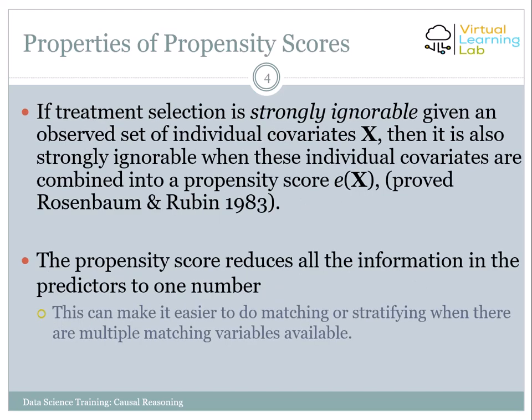So the property of the propensity score is to try to achieve strong ignorability of treatment assignment. This means that if the potential outcomes are independent of treatment assignment given covariates, they will also be independent of treatment assignment given the propensity scores.